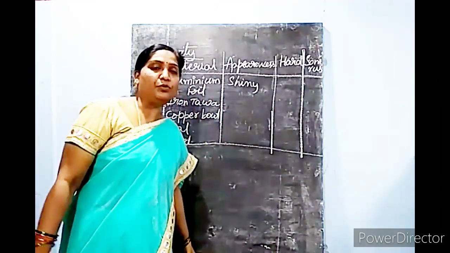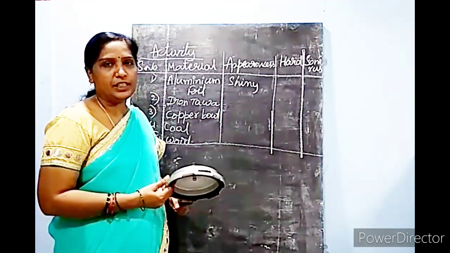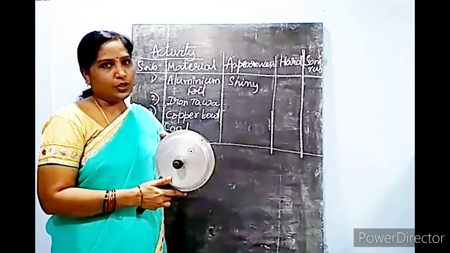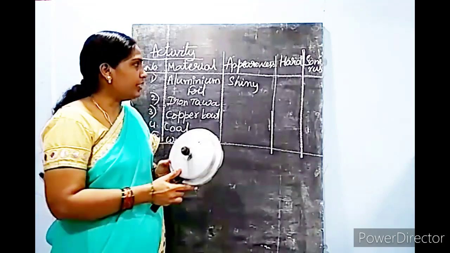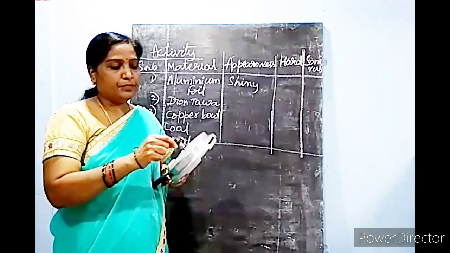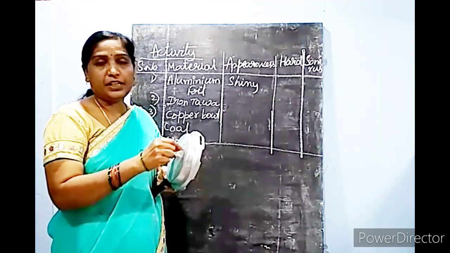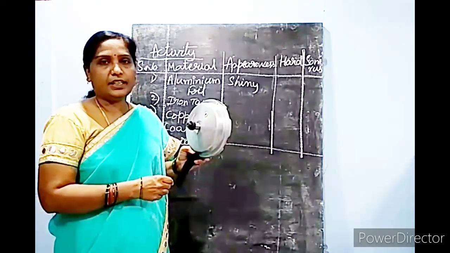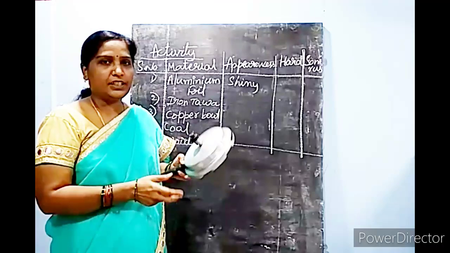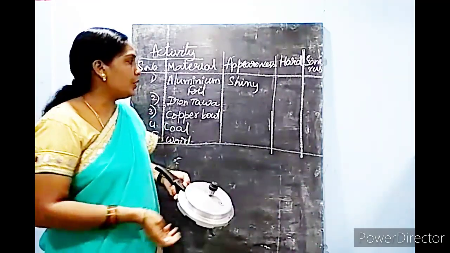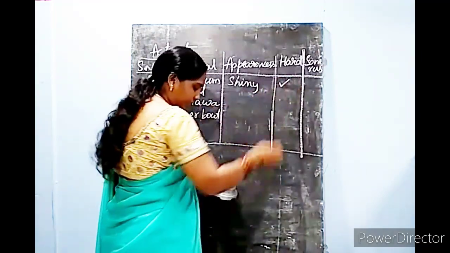One more material which is made of aluminium we'll see. This is also an aluminium utensil. It's also looking so shiny, right? Then we'll try to scratch it with our nail. Are we finding any scratch if we scratch on it? No, we cannot. And by holding, we feel that it's so heavy. So it is very hard.